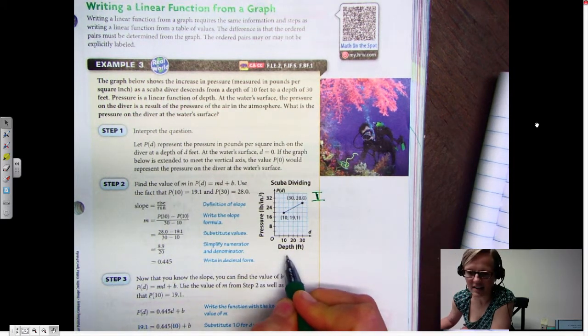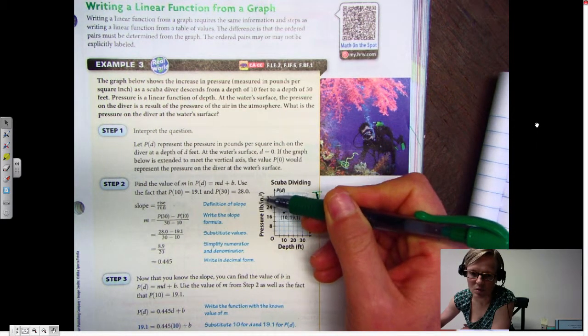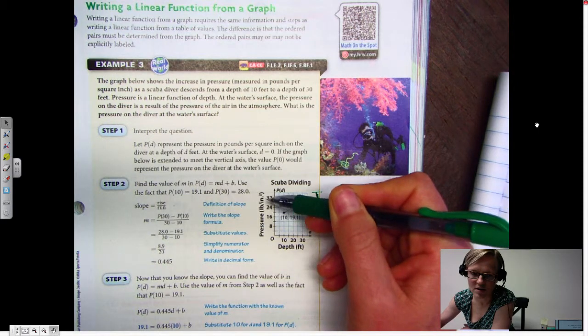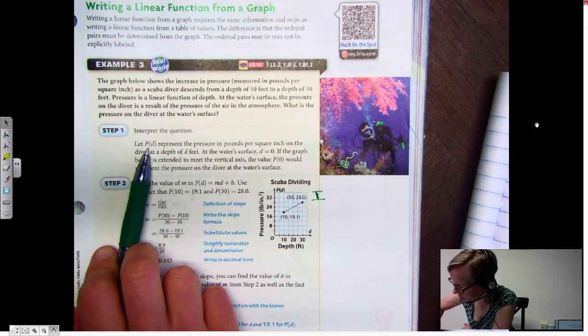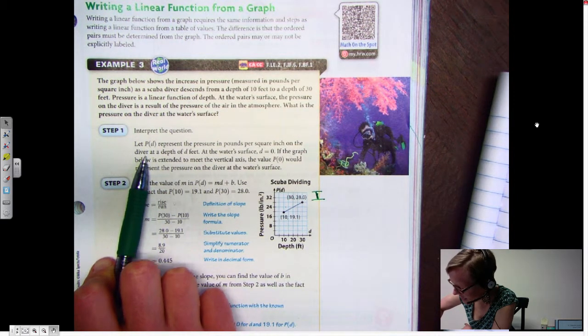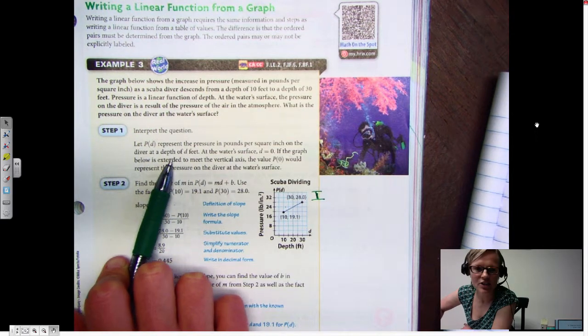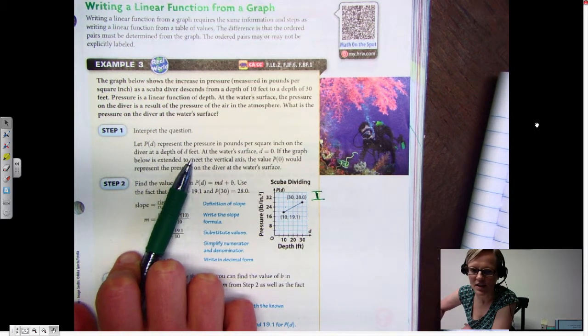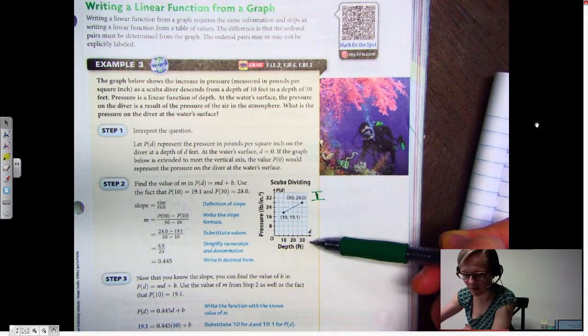They are doing the x-axis. They have depth in feet. So this is their depth in feet along here. And then on their y-axis, they've put the pressure in pounds per square inch. Okay? So they're saying, let P of D represent the pressure in pounds per square inch on the diver at a depth of D feet. So they're saying, let the y, the pressure, be in relation to the depth of D feet. It's depending on the depth. So this y-axis depends on how deep you are.